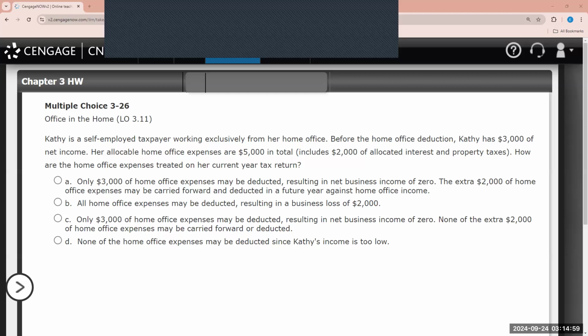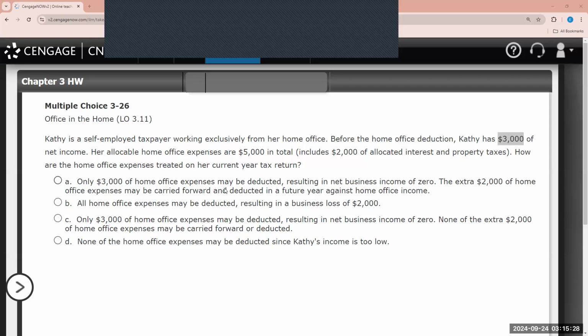So in this example, again, we need to determine how much is going to be deductible. She has $3,000 of net income. We know that is essentially going to be one of the limitations. So A says only $3,000 of home office expenses may be deducted, resulting in net business income of zero. The extra $2,000 of home office expenses may be carried forward and deducted in a future year against home office income. So this seems correct, but we'll go through the other answer choices.